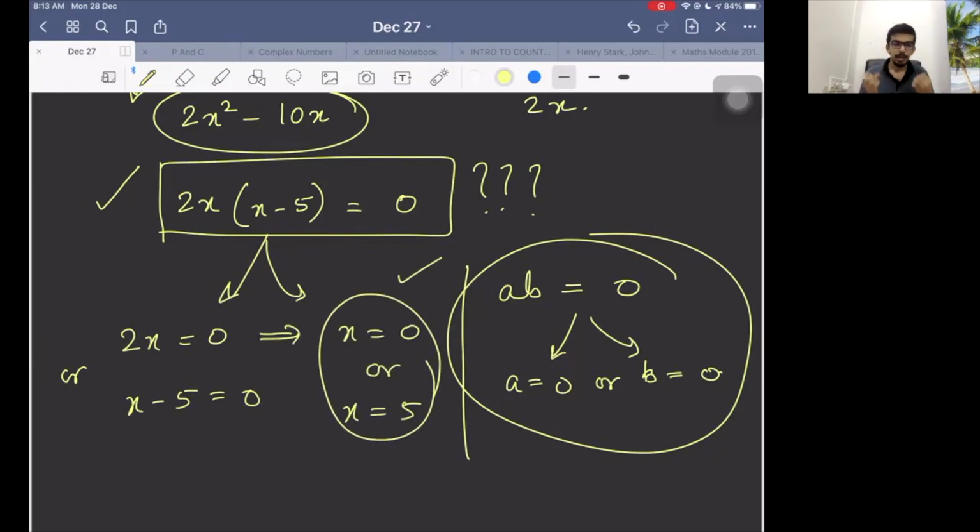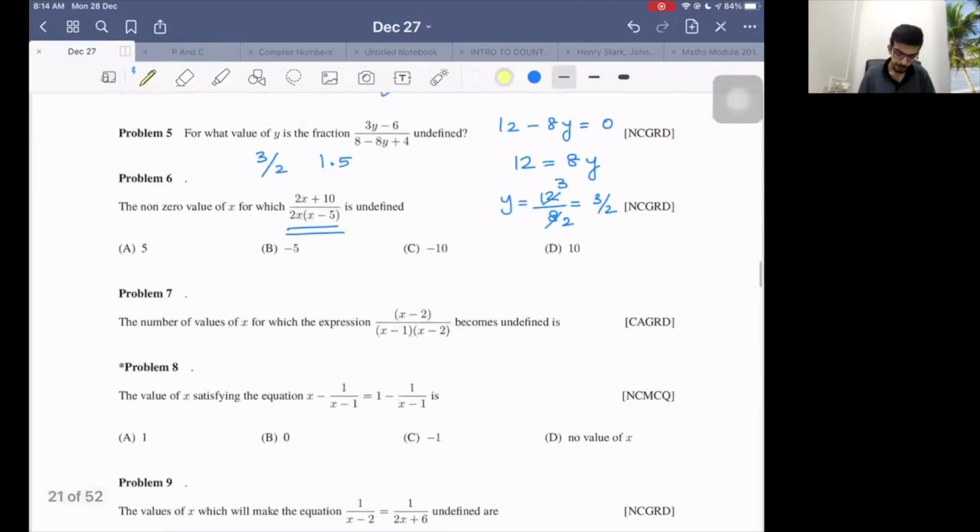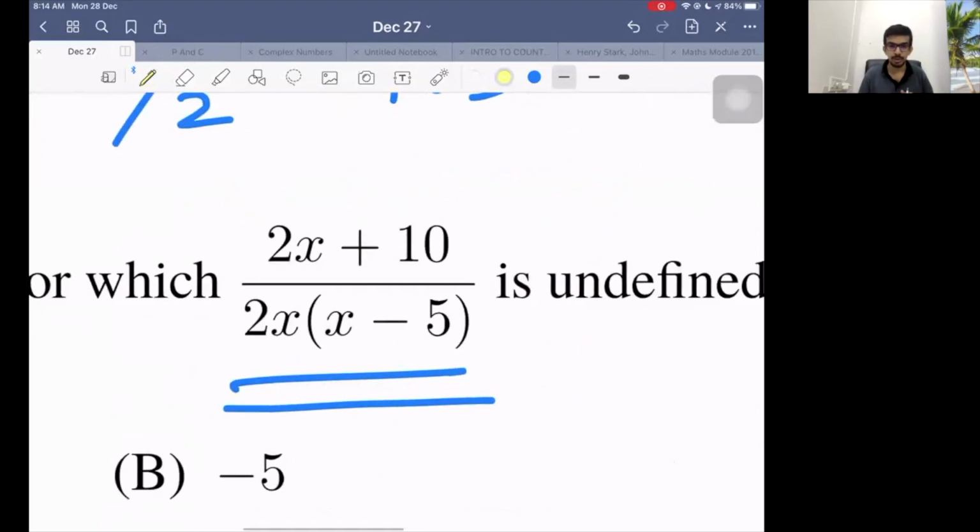x is equal to 0 is going to put you in trouble because that will make the denominator 0. x is equal to 5 is also going to put you in trouble because that is going to make the denominator 0. So there are two values of x which will land you in trouble. These values make the denominator 0, and hence our original expression will be undefined. If you put x equal to 0, this denominator becomes 0. If you put x equal to 5, this is going to be 0, hence the entire denominator will be 0. So in this case, there are two values.